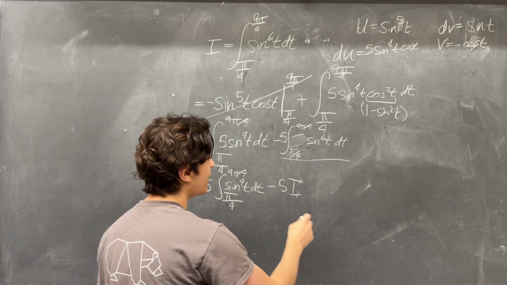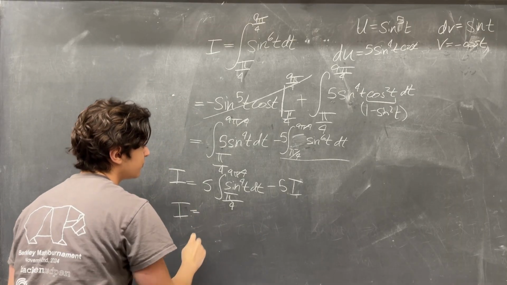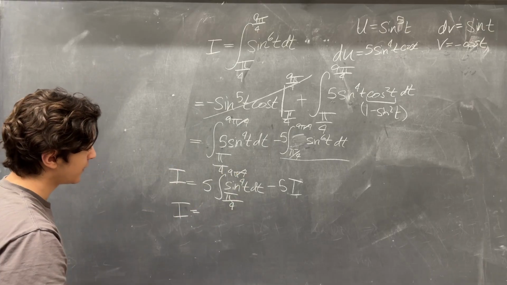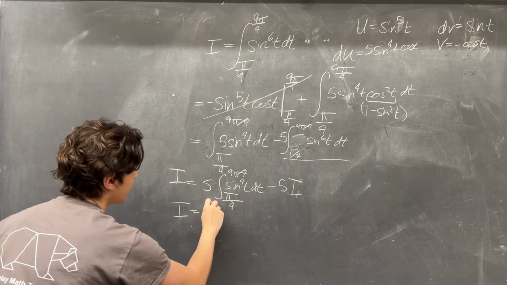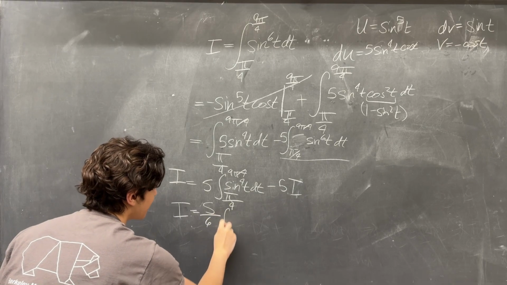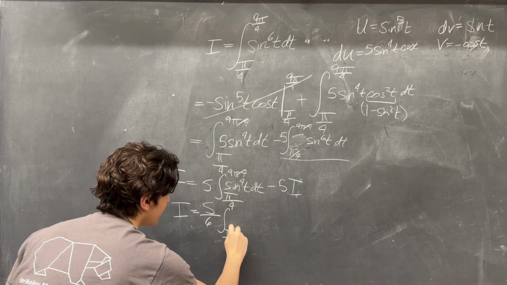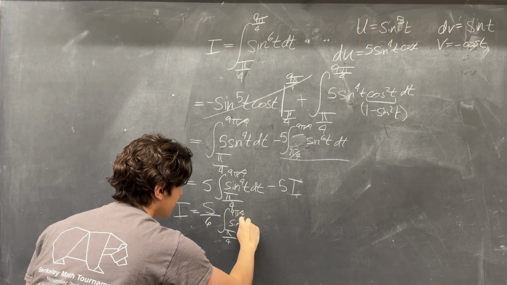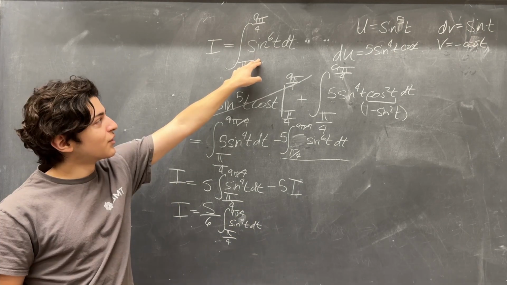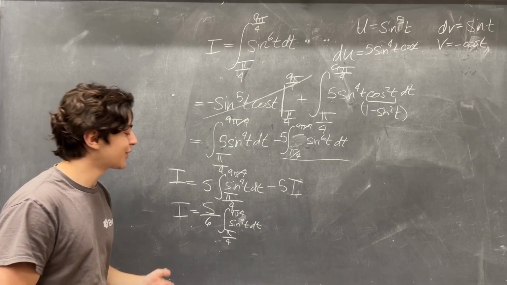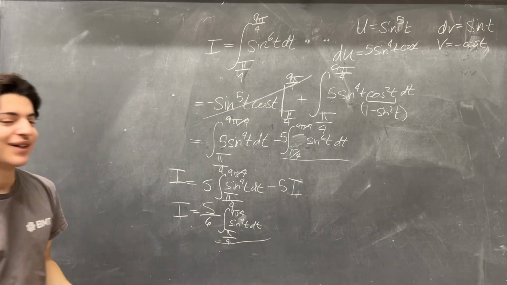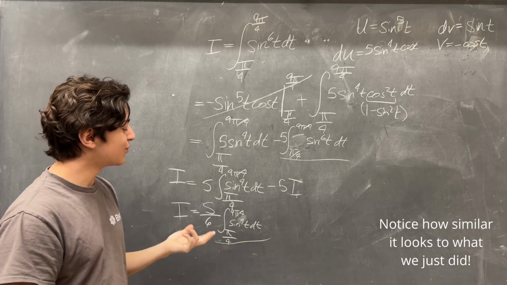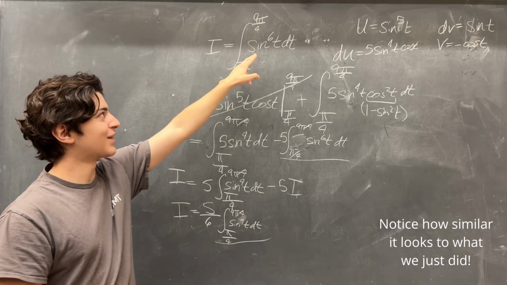And if we solve for I, if you move the 5I over to the other side, you'll get 6I equals this quantity, which means that after you divide by 6, you get that I is equal to 5/6 times the integral from pi over 4 to 9 pi over 4 of sine to the 4th t dt. So the question is now, we've kind of kicked the can forward. Now, how do you evaluate this integral? And actually, this is a good exercise. What do you think we should do to evaluate this integral, given how we evaluated this integral?